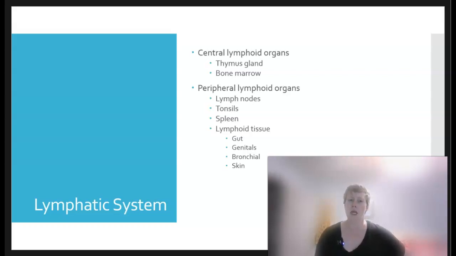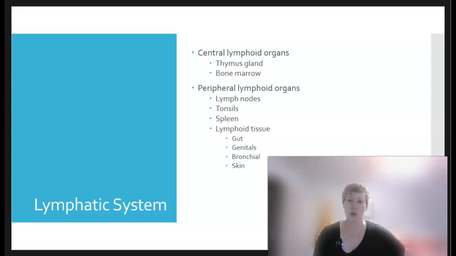Your thymus gland is largest during childhood, and then it shrinks after puberty. And so by the age of 75, we're no longer producing many T cells. And so this is why some of our older patients can have a lowered immune system.